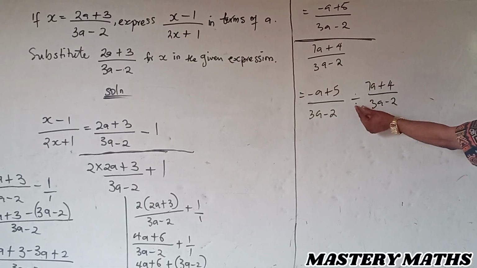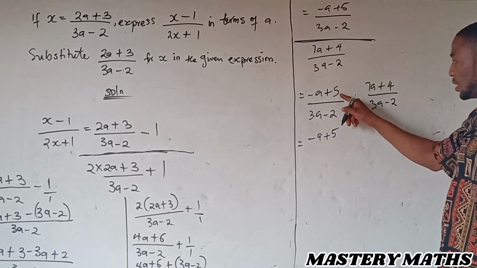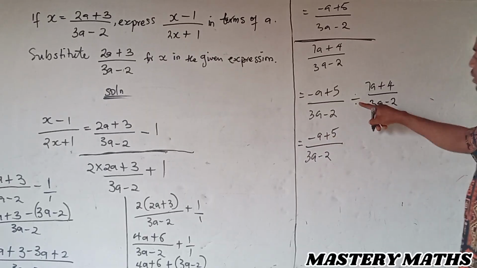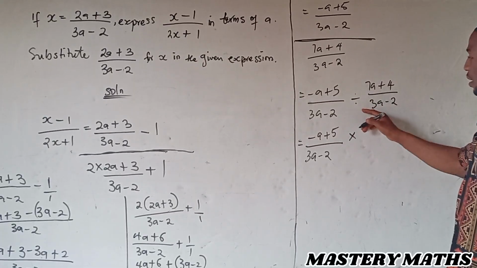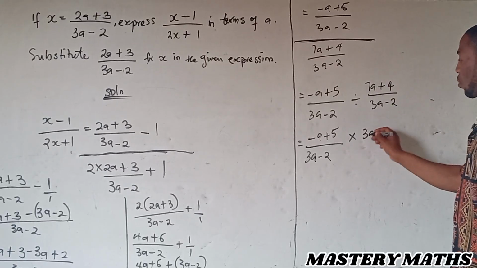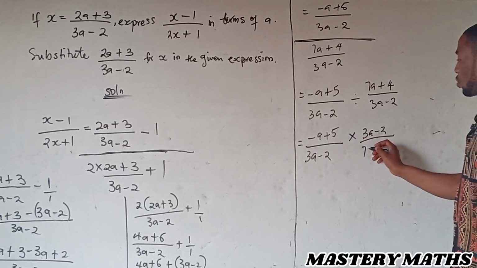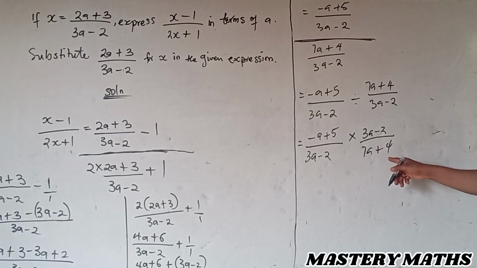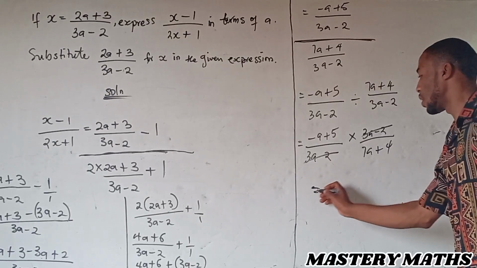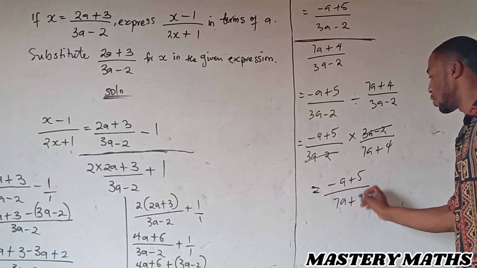Now there's what we call the reciprocal, which will be the next thing. We have −a + 5 over 3a − 2, and you repeat it there. Now the division sign changes to a multiplication sign. Immediately, the denominator becomes the numerator and the numerator becomes the denominator, 7a + 4. After this, 3a − 2 will cancel out 3a − 2, leaving us with (−a + 5) over (7a + 4).